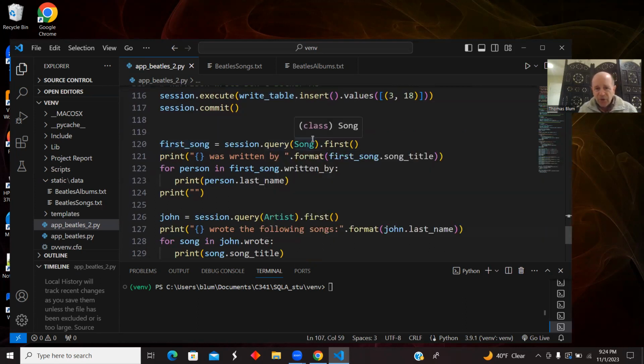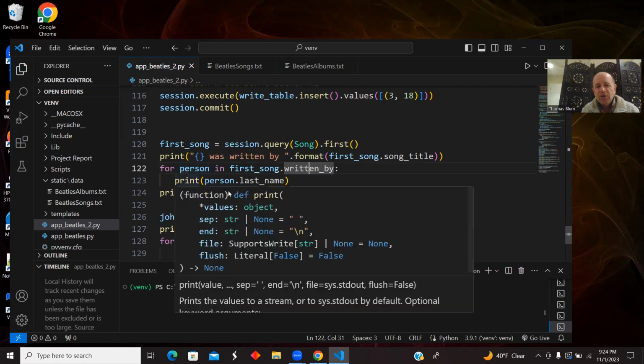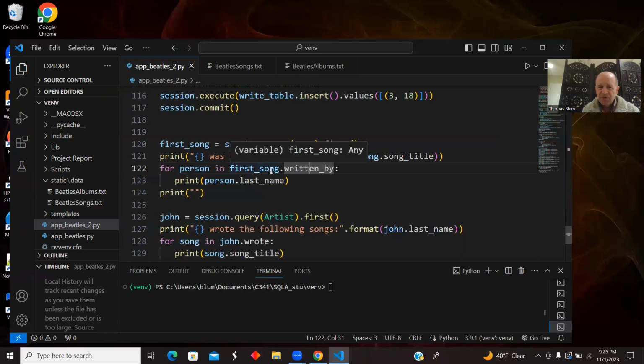I am querying the song table and grabbing the first song, and then the song has a written by relationship, and that relationship is the many to many. So there are many artists that wrote this song, John and Paul. And so I'm looping over the person and getting that name. So that is working through the bridge table and doing sort of the join. So song is joined to the right table, is joined to artist. It's doing the natural join for both.